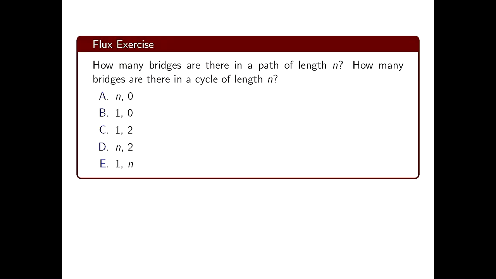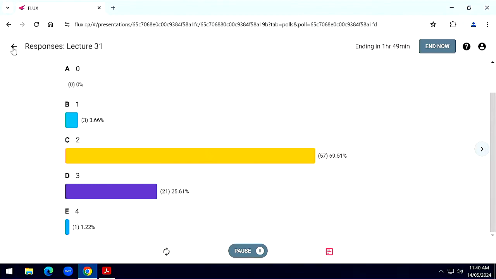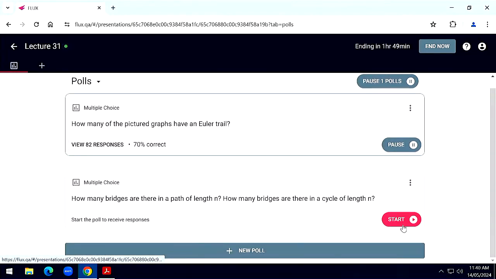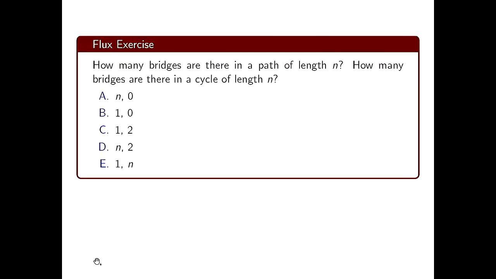Okay, so very last thing, and then we'll call it a day. I've got this question for you. Remember, a bridge is an edge in a connected graph where if you deleted that edge, the graph would be disconnected.